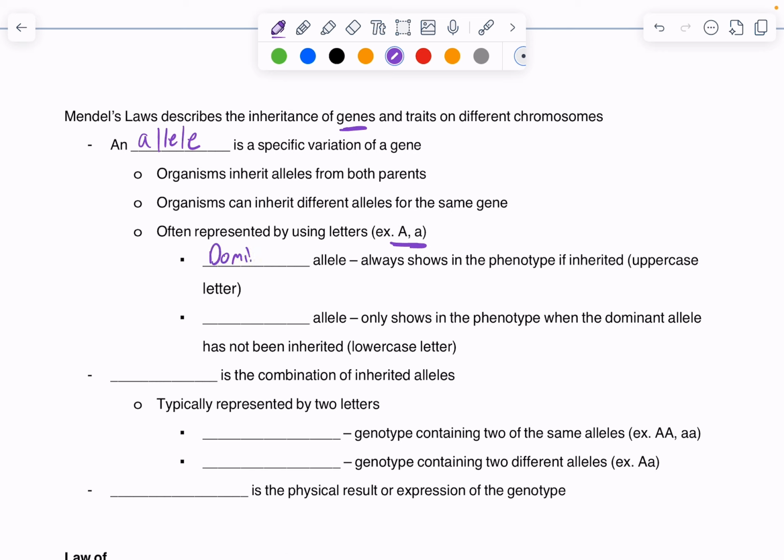And so we have a dominant allele. It always shows in the phenotype if inherited. Phenotype are these physical traits.